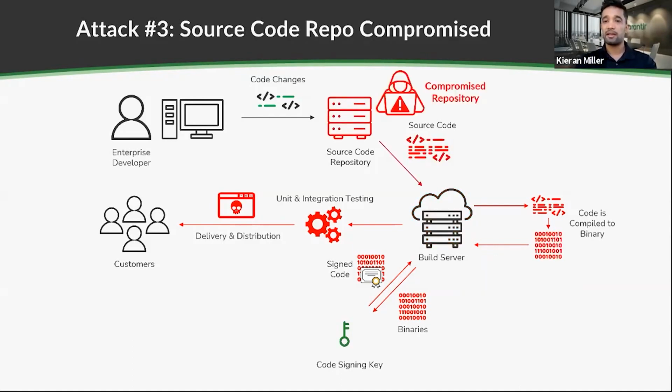The next attack vector is the source code repository. So in this case, you're actually injecting the malware into the source code repository. Now, this is not ideal for the attacker because it does leave a permanent record of the malware. And so if you're following decent practices like code reviews, the developers are going to see that. So it's not ideal, but it's certainly possible.